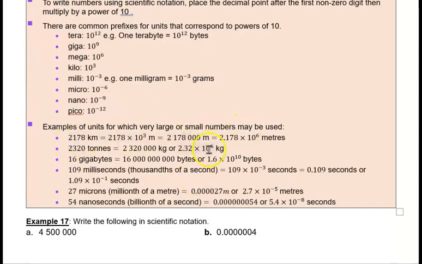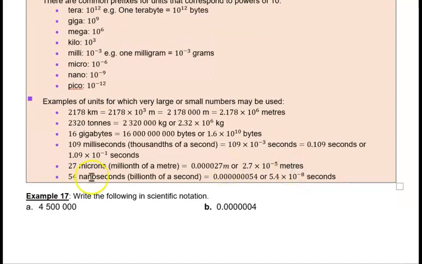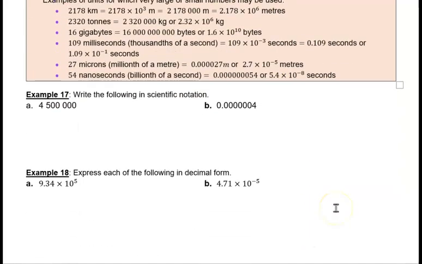So some examples, I gave you the speed of light. 2,178 kilometers in meters can be expressed like this: 2.178 times 10 to the 6 meters. Gigabytes is this whole big number, or it's 1.6 times 10 to the 10. And if we're going smaller, microns, 27 microns looks like this in meters, or 2.7 times 10 to the -5, or divided by 10 to the 5. And if you ever needed to know the billionth of a second for a quiz anywhere, oh boy, it's 5.4 times 10 to the -8, so it's going backwards.